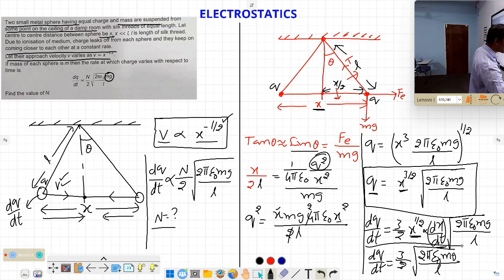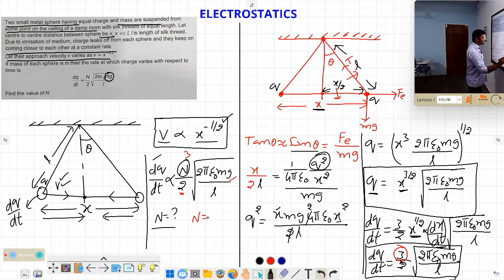So if you compare this equation with the given standard equation of our question, dq by dt is equal to, what is given? In the place of n, what do we have? 3. We have 3. So n is equal to 3. In the place of 2, we have a 2. Remaining everything is the same. So what is the n value? n is equal to 3. So this is the way you can solve problems like this.